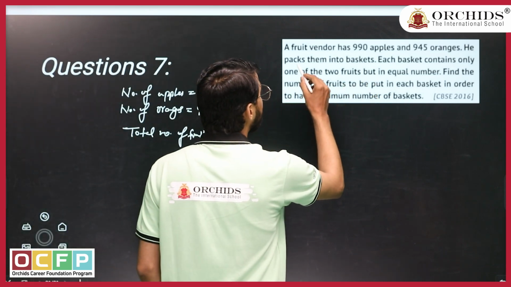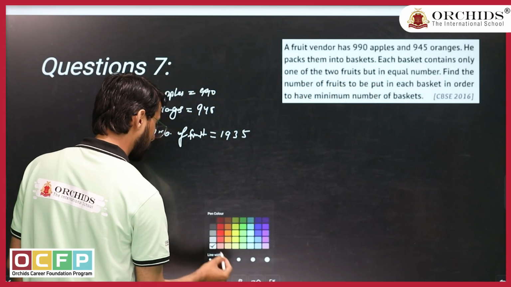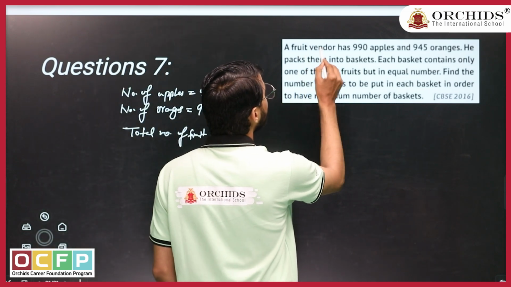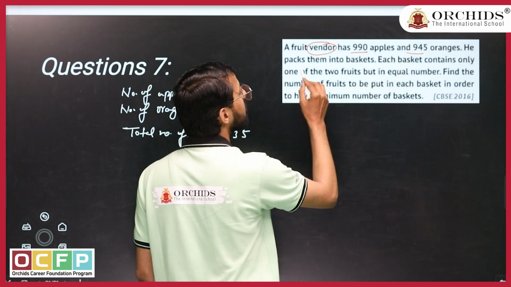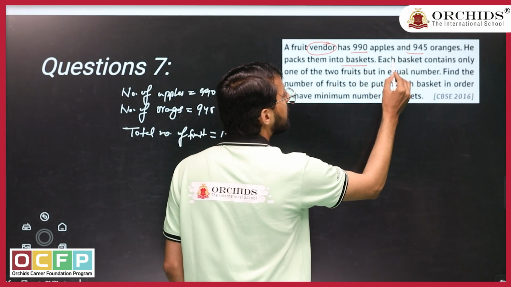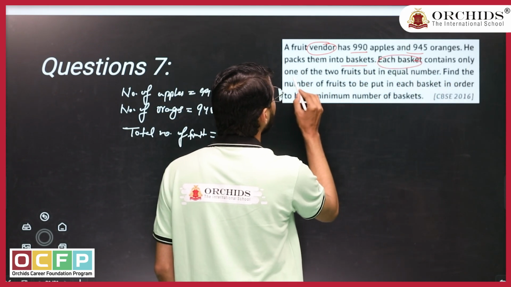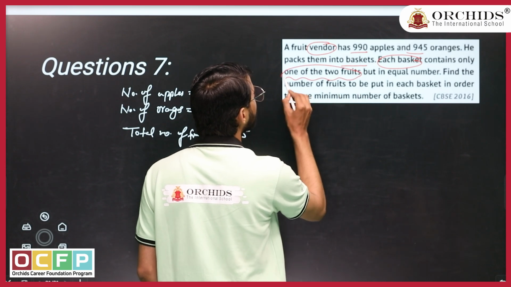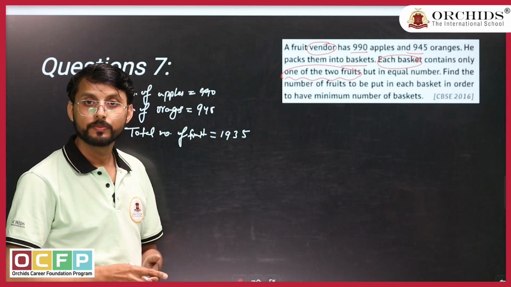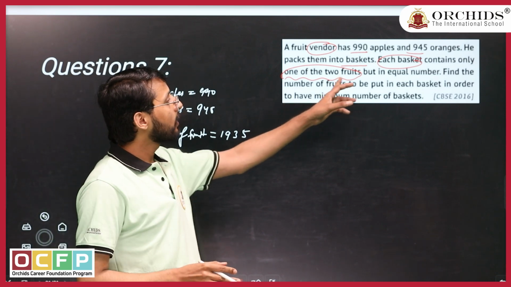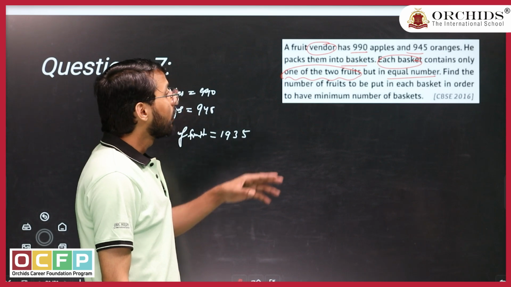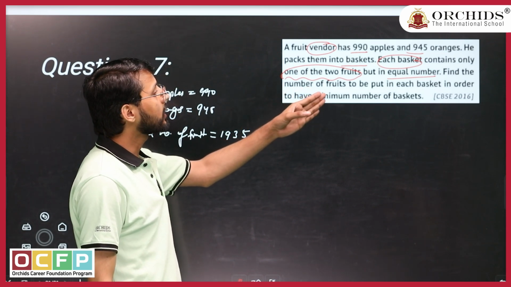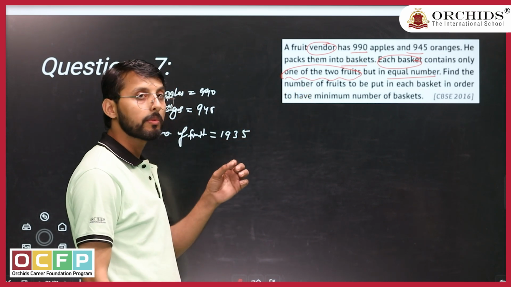Now, what they are telling is he packed them into baskets. A fruit vendor wants to pack 990 apples and 945 oranges into baskets. Each basket contains only one of the two fruits. It means we can't mix them. Each basket will contain only one fruit and that also in equal number. Find the number of fruits to be put in each basket in order to have a minimum number of baskets.